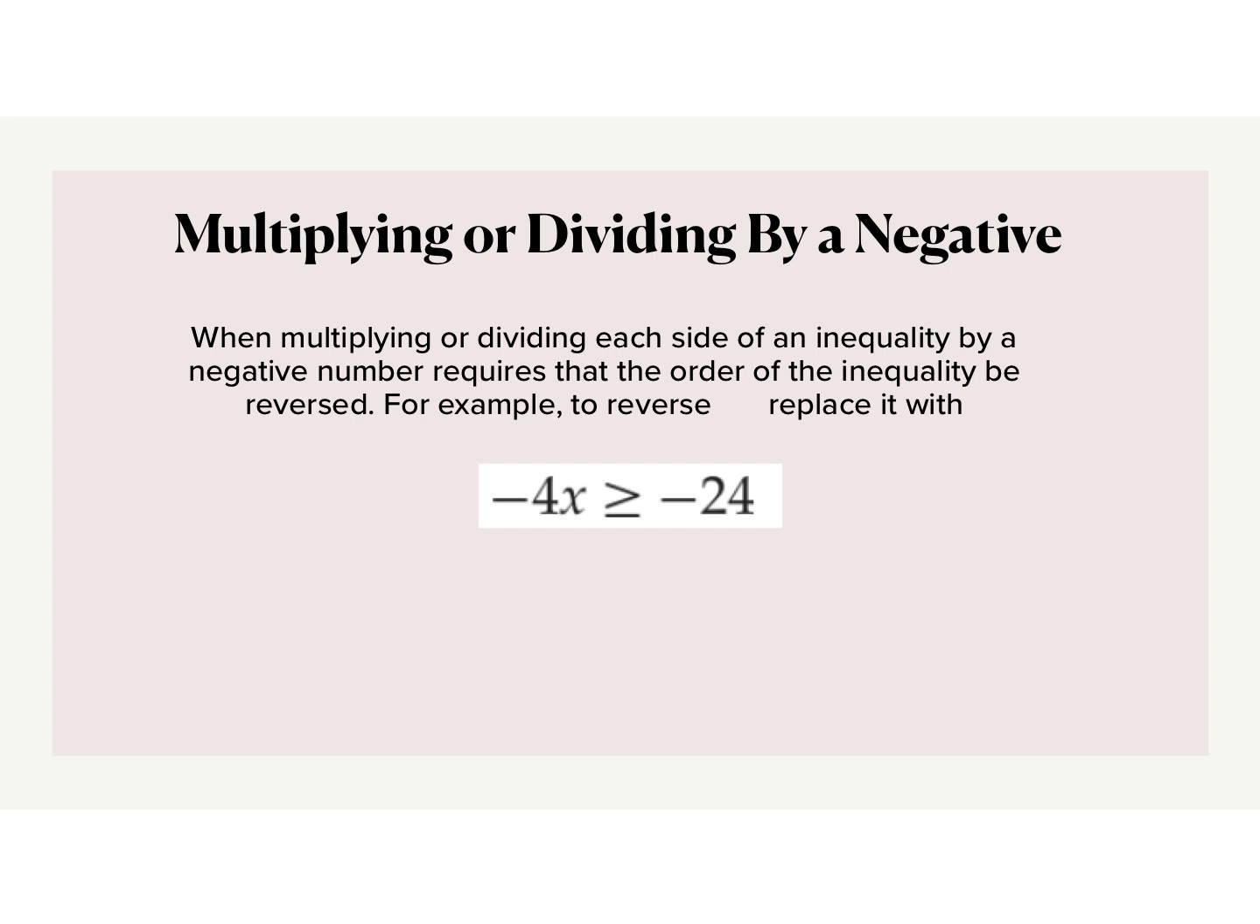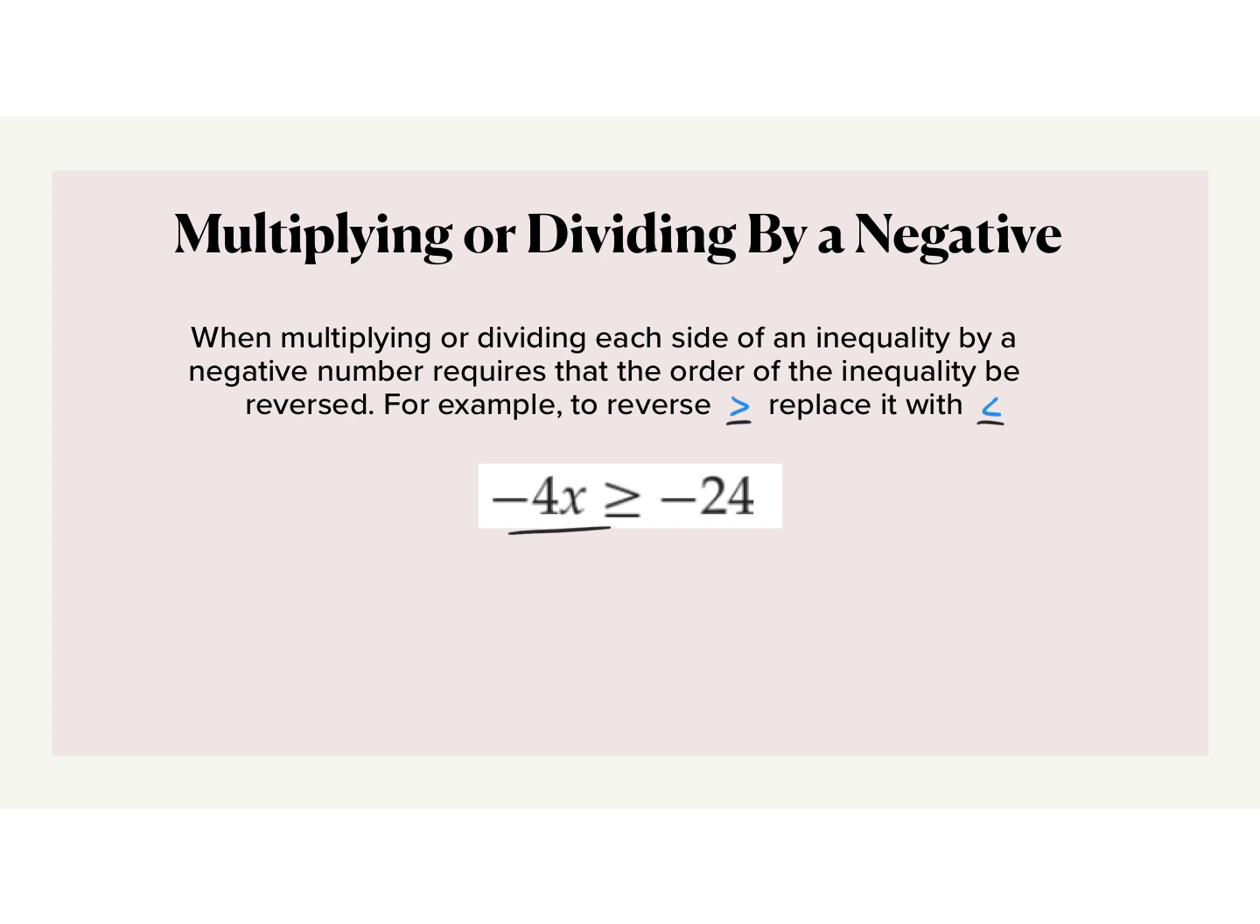Now, multiplying and dividing by a negative. This is what I was referring to when you flip the sign. Let's read what it says. When multiplying or dividing each side of the inequality by a negative number requires that the order of the inequality be reversed. So, for example, to reverse the inequality, you replace it with the opposite. Now it's saying to reverse, let's say greater than, you replace it with less than. If you have greater than or equal to, you replace it with less than or equal to. All it does is just flip the way the sign is facing.